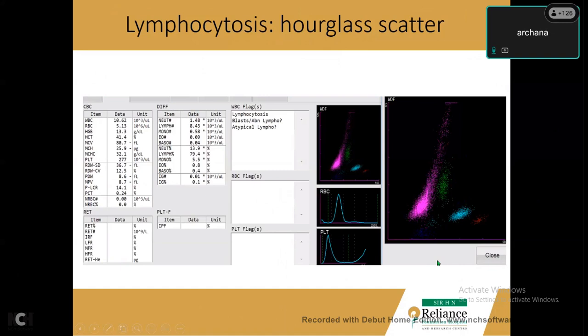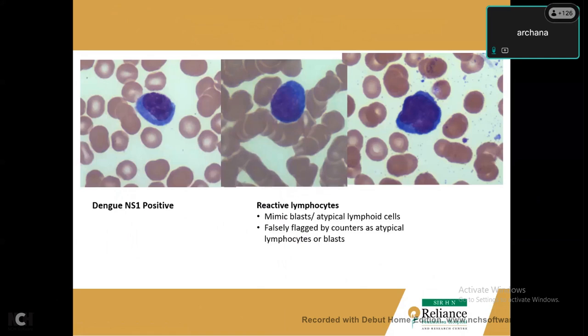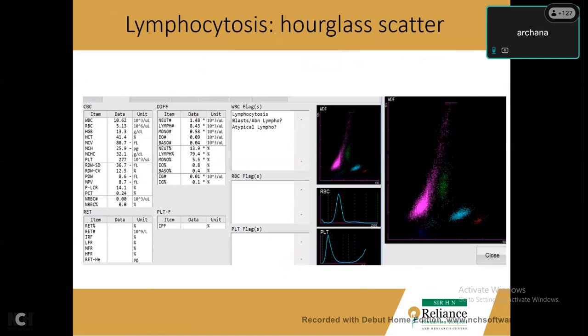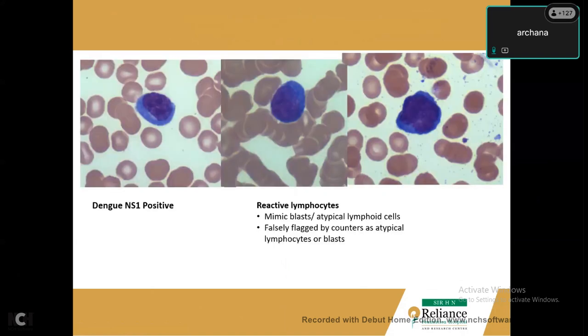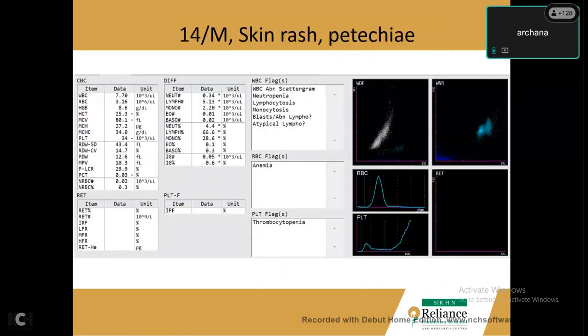Are we dealing with blasts? Are we dealing with very activated cells? We definitely need to find out, again requiring a smear review. And here you see reactive lymphocytes. Now, why I kept this case is that this kind of scatter plot can mimic leukemia, and sometimes one would get confused. But if you look at the peripheral smear, this patient was dengue positive and he had many reactive lymphocytes in the blood. Another case, similar scatter plot, but a very different case.